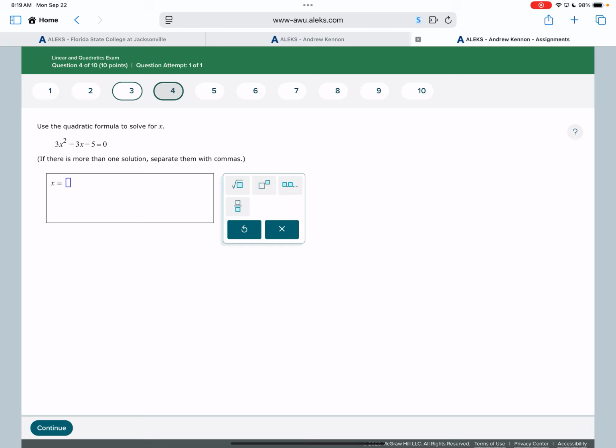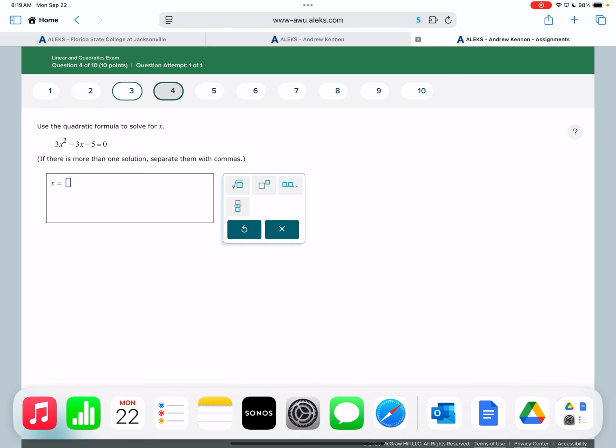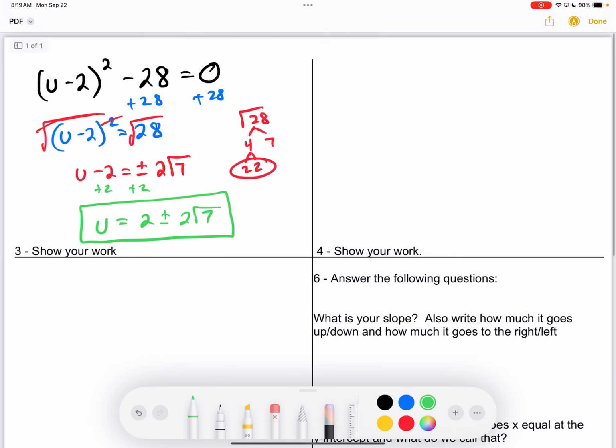All right, number 4 is on the show your work page as well. 3x squared minus 3x minus 5 equals 0.